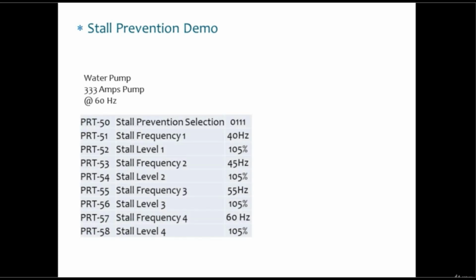First, I will show the demo for stall prevention in action. Here I have the pump, which is rated 333 amps, and I set the stall prevention at 105% of the rated. There are 4 levels, for each of which we can define a different acceptable current level, but I am keeping all of them at 105%.